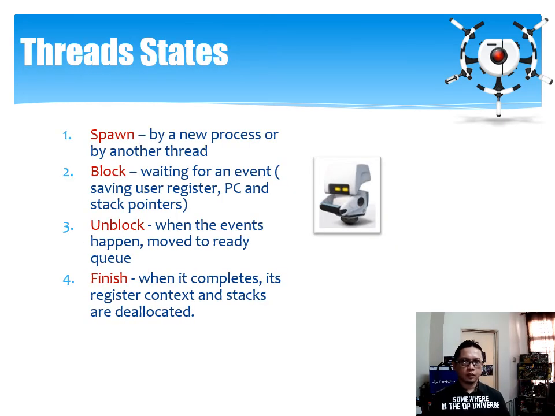So for definition, we look back at these different thread states. For spawn, basically it is being initiated by a new process or by another thread within the process. Blocking means that it's waiting for an event to happen. Unblock means the event has happened and it is ready to be used. And then finish basically means that the child task is finished.